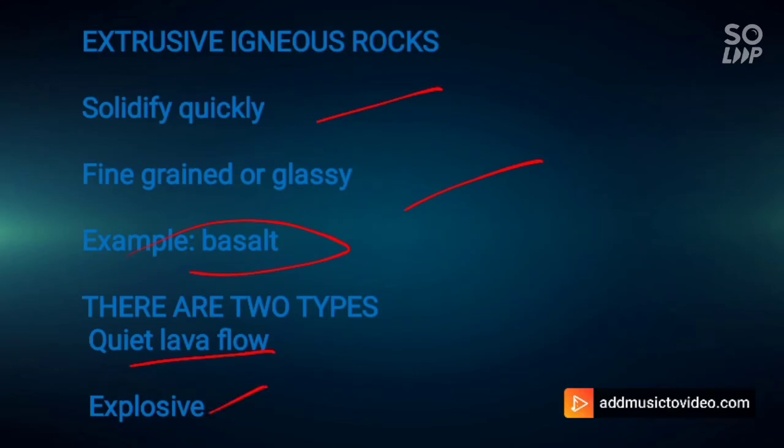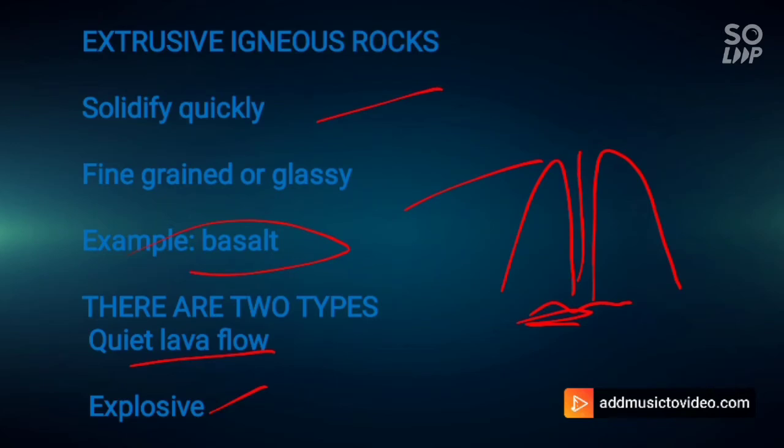For example, this is a volcano and this is a magma chamber. The magma comes out, magma is just pouring out, it's coming and it is flowing. This is known as quiet lava flow. Here you actually see this in the plateau and plain region.